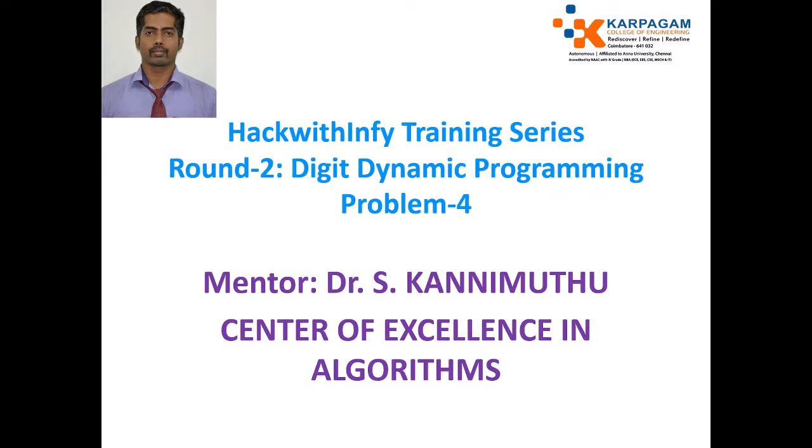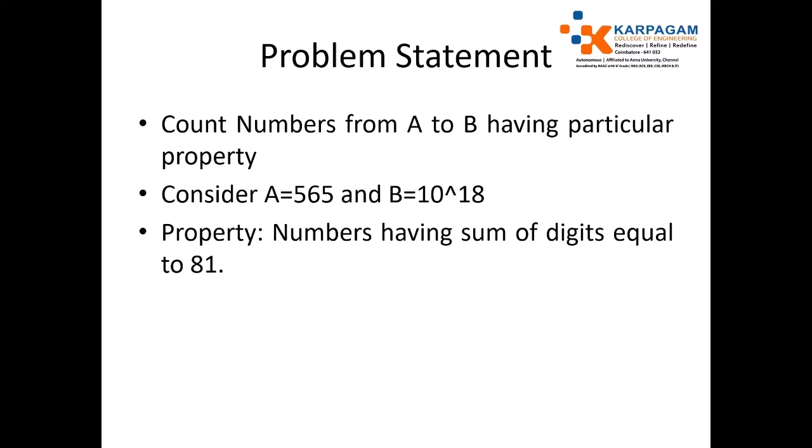Welcome friends. Today we are going to discuss the concept of digit dynamic programming, which is an extension of the dynamic programming concept. We start with a problem. The problem statement is to count numbers from A to B having a particular property. Consider A equal to 565 and B equal to 10 to the power 18, which is a large number. Here we need to find the count of numbers having sum of digits equal to 81.